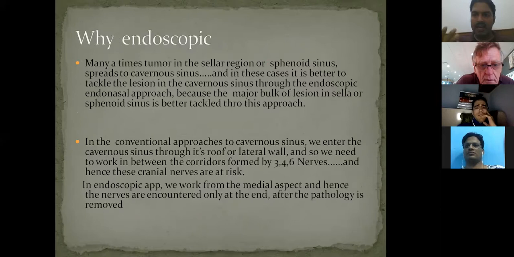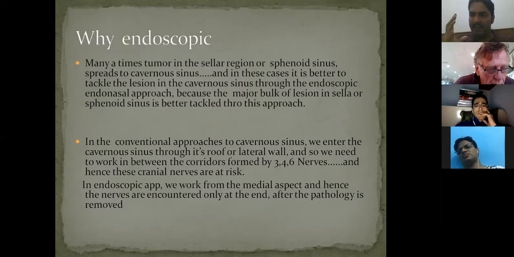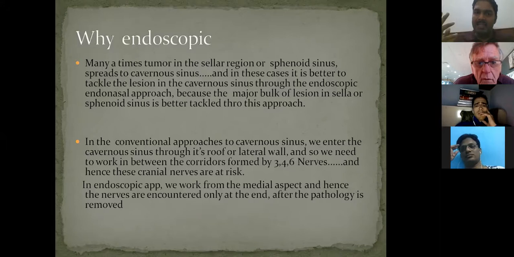And you may ask me, why should we approach this complicated area through the nasal cavity with the endoscope? The answer is that many a time the tumor in the sellar region or sphenoid sinus spreads to the cavernous sinus. And in these cases, anyway, we need to remove the lesion through the nose with the endoscope. So it is very easy to follow the lesion from the sphenoid sinus or the sella to the cavernous sinus, rather than doing another approach later on by coming through the frontal orbital or the cavasi approach.